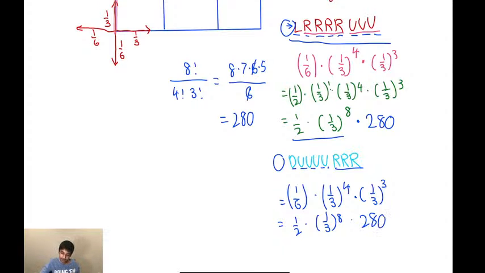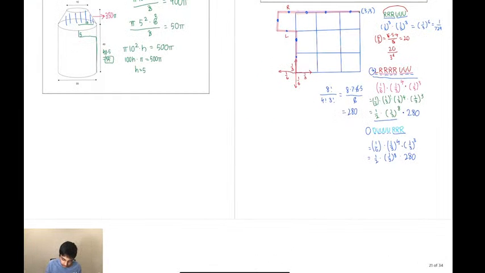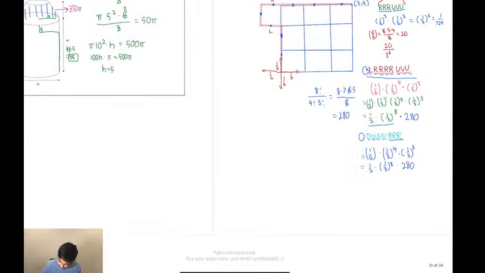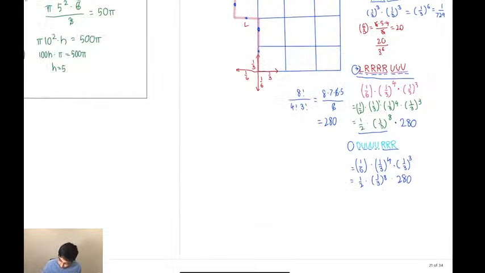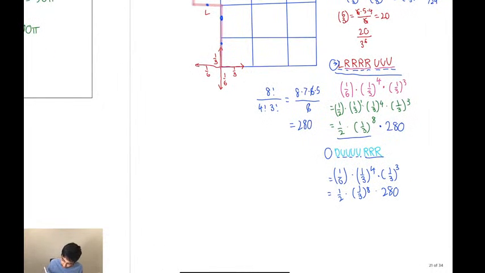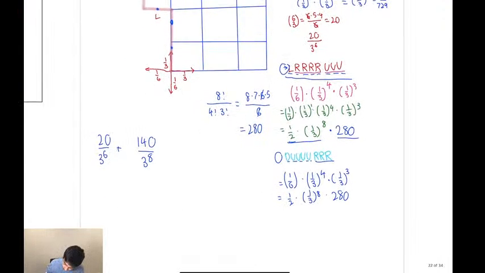So now what can we do? Now we just need to add all our probabilities up. So in order to add all the probabilities up, let's just do 20 over 3 to the 6, plus, well, 1/2 times 280 is 140. So plus 140 over 3 to the 8. And again, this is the same case as earlier. So again, it's going to be 140 over 3 to the 8.